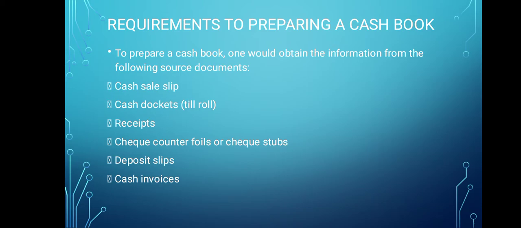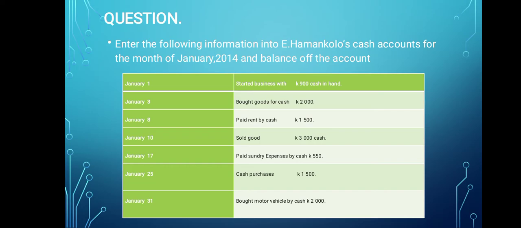Now that we have known the requirements, we are going to get into detail. I have a question here for you so that we have working examples. Enter the following information into Hamakololo's cash account for the month of January 2014 and balance the account. We've been given an account that we need to balance off. We've been given the details here.